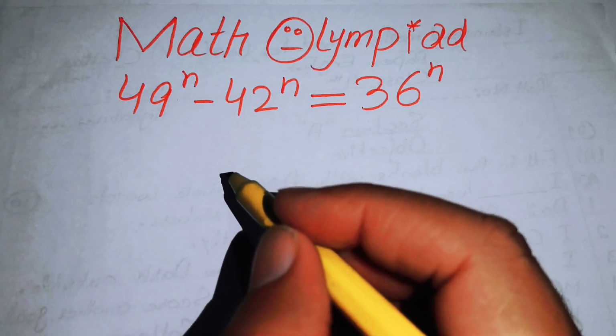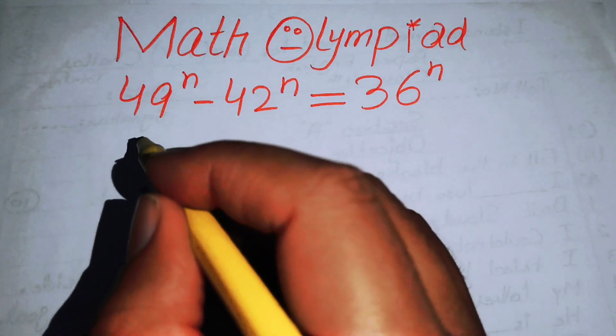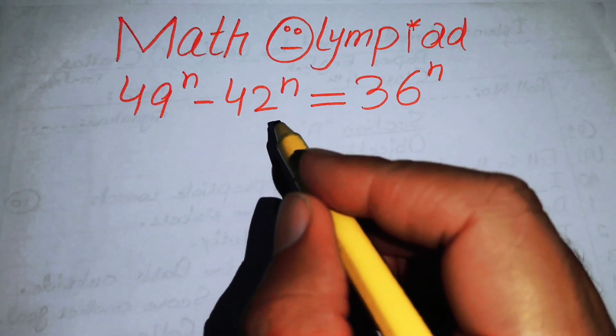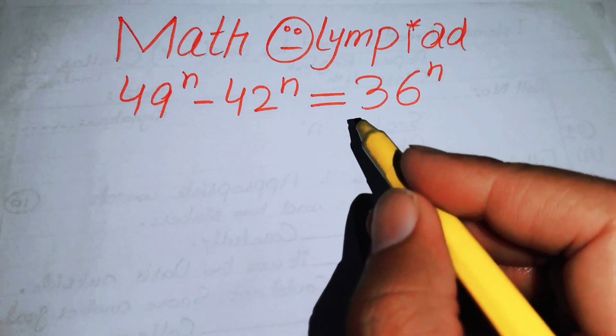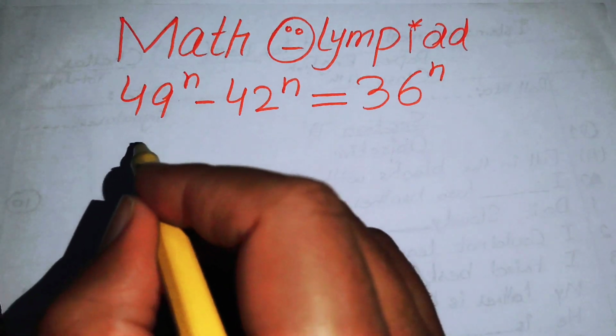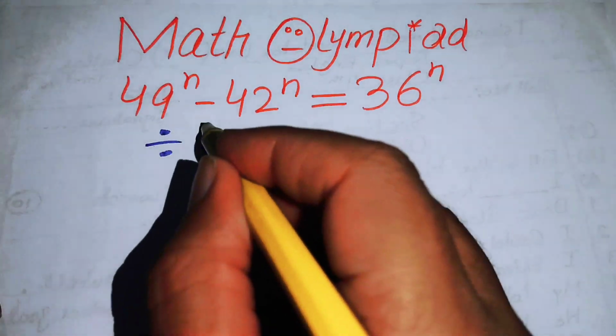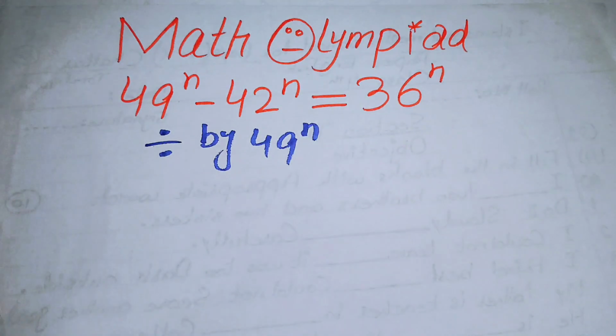In this video we are going to solve this nice algebra problem, and here we have 49 to the power of n minus 42 to the power of n equals 36 to the power of n, and we will solve this problem for the values of n. So the very first thing we are going to do is divide each of the sides by 49 to the power of n.